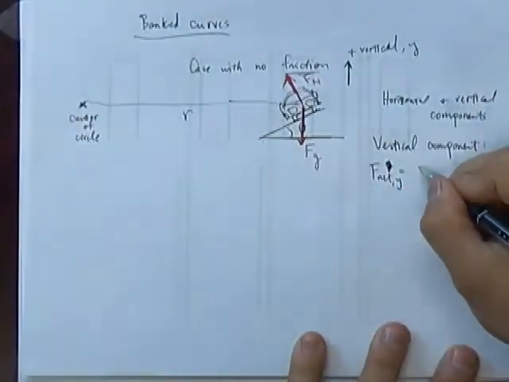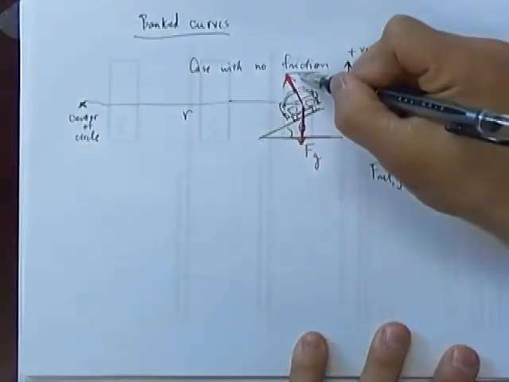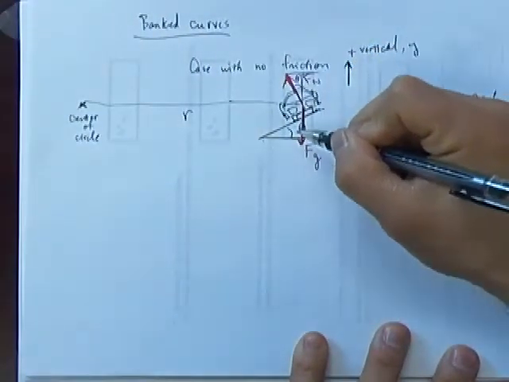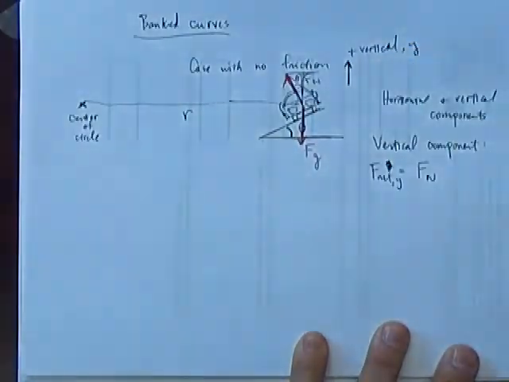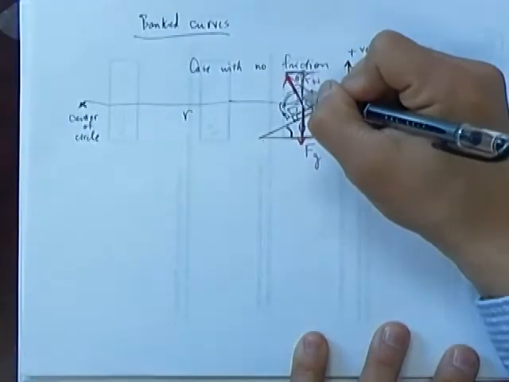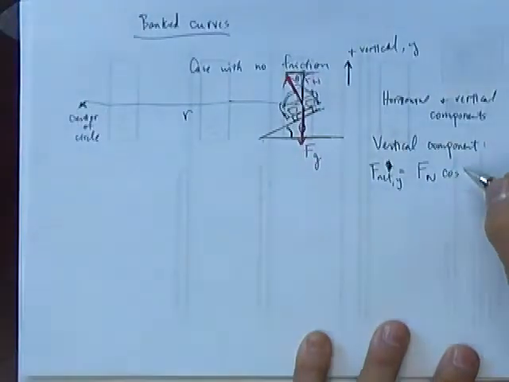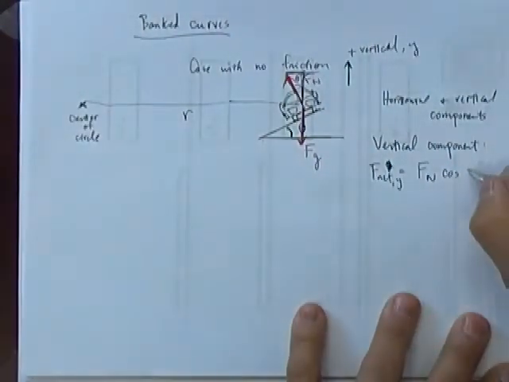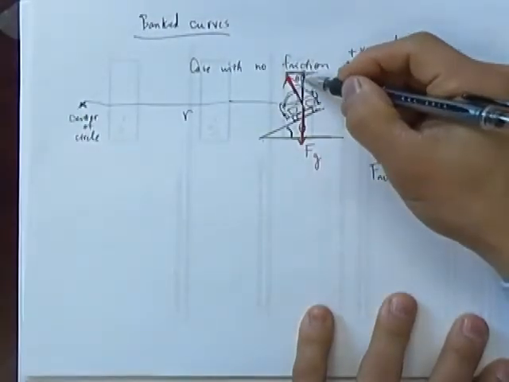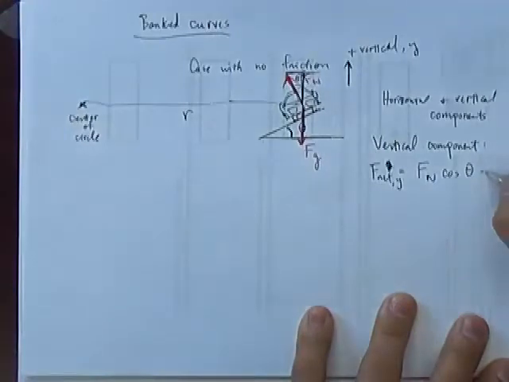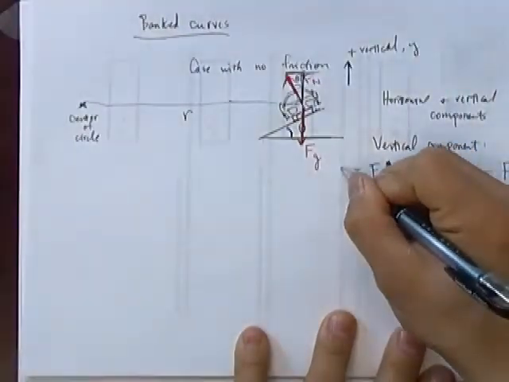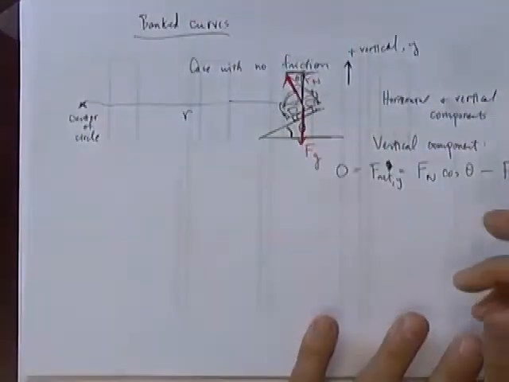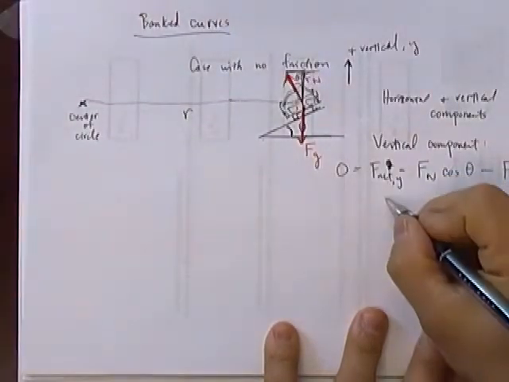F net in the y direction is the normal force. Okay, so we have this angle here. It's the same angle as this angle here. So we need the component of Fn in the vertical direction. That will be Fn times, well, we have this little triangle. This component here will be Fn times the cosine of the angle. That's positive, it's going up like this. And we have the force of gravity going down, so that's minus Fg. But we know that the net force must be equal to 0 because the car is not flying off or tunneling down into the banked curve. So we can solve for Fn.